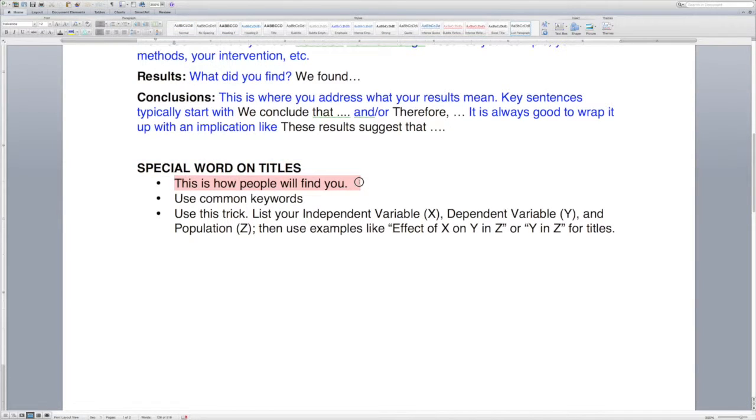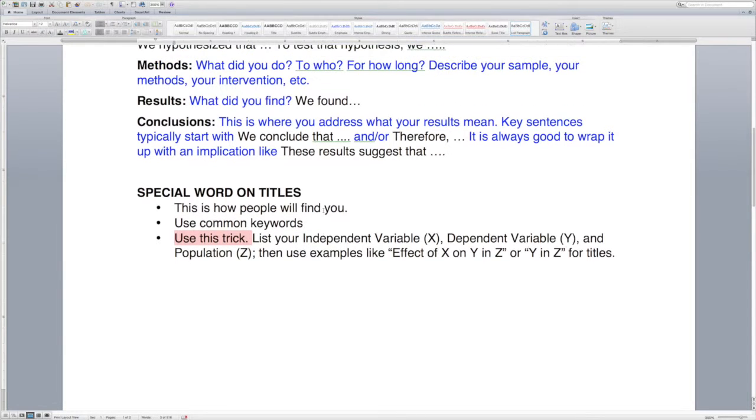This is how people will find you. They're going to see your title in the listing of the conference, if it's a printout listing, or if they're just browsing the program and that sort of thing. And you want to use those common keywords. And it's good to use this basic trick.